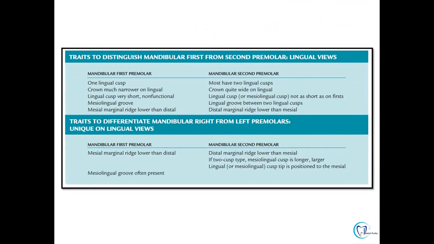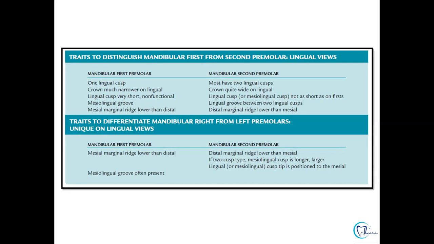Also, we can distinguish them from the lingual view. In the mandibular first premolar, only one lingual cusp is there, whereas in the mandibular second premolar, there are two cusps. The crown is narrow lingually, whereas in the second premolar, the crown is wider lingually. In the mandibular first premolar, the lingual cusp is very short and non-functional, whereas in the mandibular second premolar the lingual cusp is pronounced. There is a mesiolingual groove, which is a characteristic feature of the mandibular first premolar, which is not seen in the mandibular second premolar. However, there is a lingual groove between the two lingual cusps in a three cusp variety.